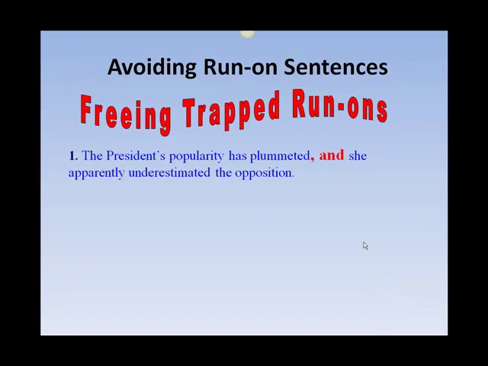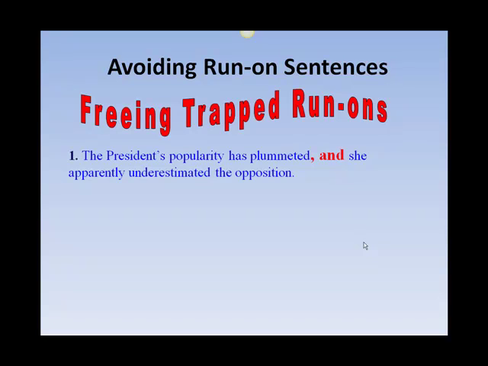Here's one way to fix a comma splice. I mentioned earlier that the comma alone is too weak a punctuation mark. So what writers can do is use a comma and a coordinating conjunction to join two independent clauses. So this is one way to fix the comma splice. You already have the comma there. Add the appropriate coordinating conjunction to express the idea between the two clauses.